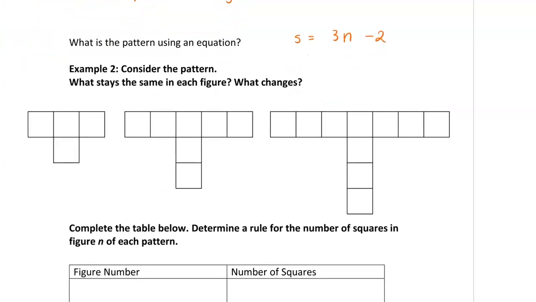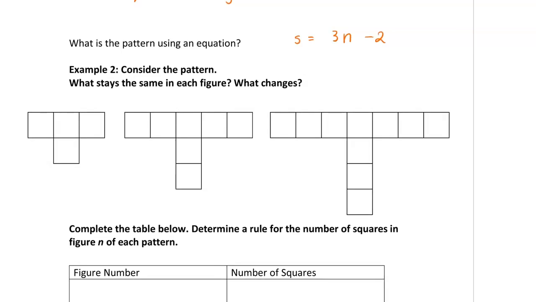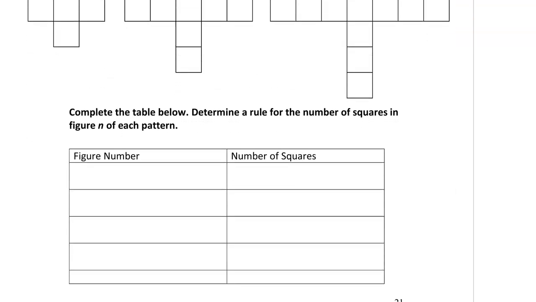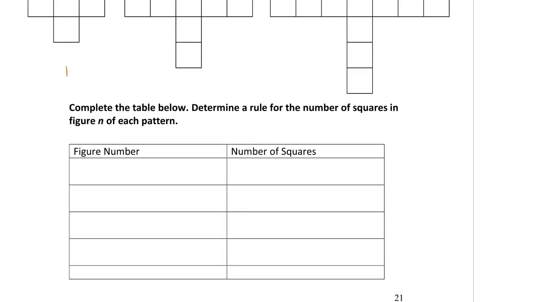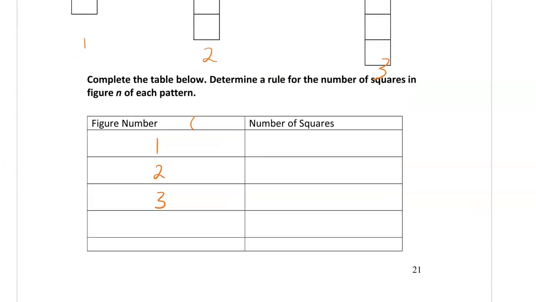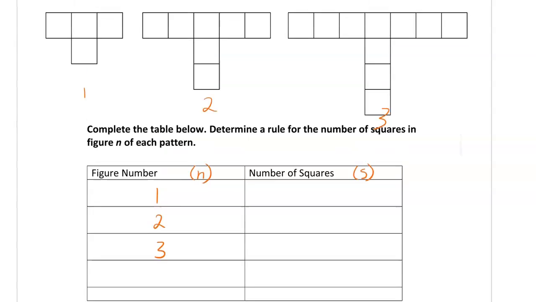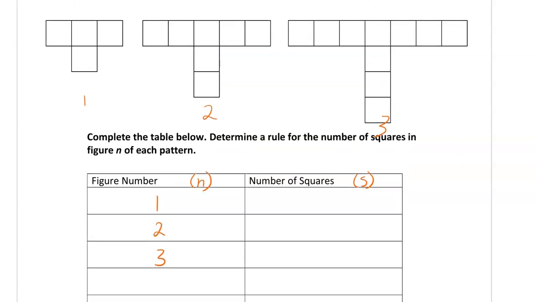Now looking at example 2, it's going to follow a similar setup, where you have figure 1, figure 2, figure 3. Your figure number is going to be your n, and your number of squares is going to be your s. If you look at figure 1, we have 1, 2, 3, 4. So we have 4 squares.